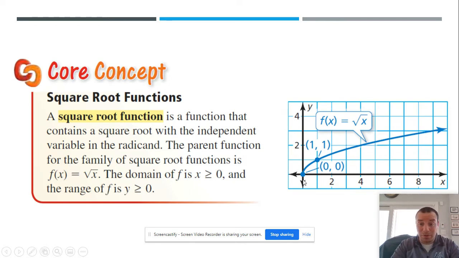So if we take a look at that square root function, which we see right here, you can see it almost looks like half of a sideways parabola. So that's what we're looking at. This is the basic type of square root graph, and every type of square root graph is going to look like that.